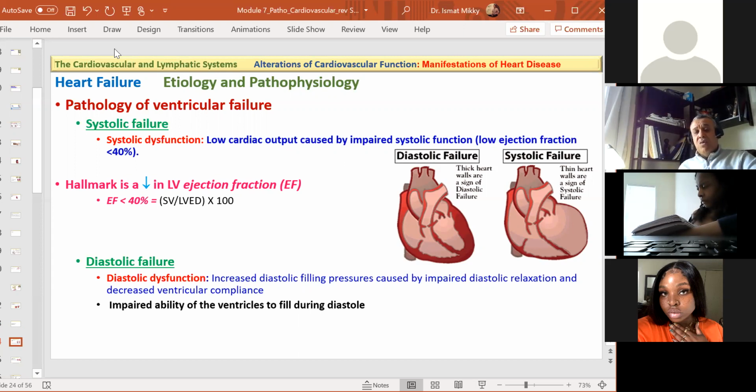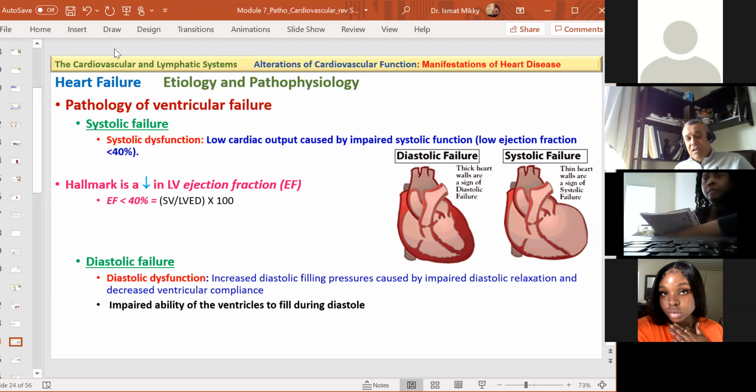Diastolic failure is one in which there's an increased diastolic filling pressure, which is during the relaxation phase, the filling phase. That is caused by the impaired diastolic relaxation and decreased ventricular compliance. When we say ventricular compliance, it means ventricular relaxation. The ventricle is supposed to be completely relaxed to allow blood to be filled from the left atria.